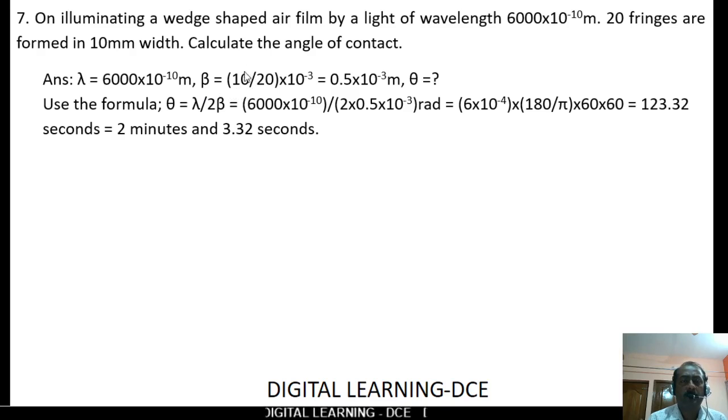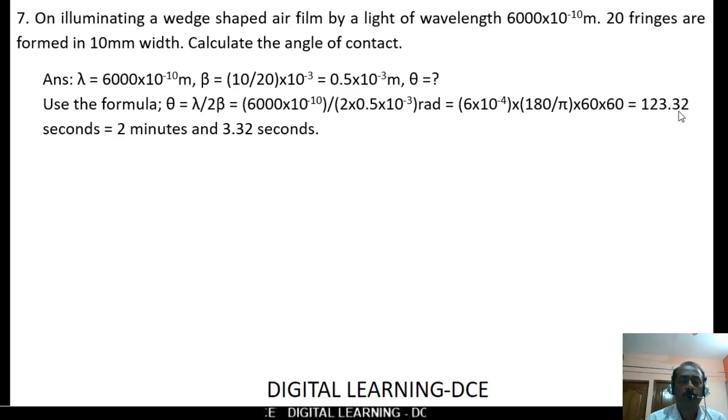That means beta equals width divided by number of fringes, 10 by 20 into 10 to the power of minus 3, since millimeter is converted into meter in SI. Further calculation gives 0.5 into 10 to the power of minus 3 meter. Then find theta. Use the formula theta equals lambda by 2 beta. Lambda is given, divided by 2 into the beta value substituted here. You get the final answer.